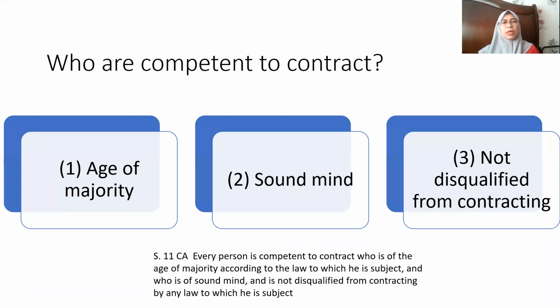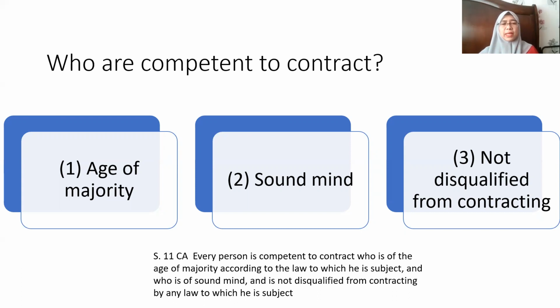Let's move further. So now the question is, who are competent to contract? The next section that we're going to discuss is at the bottom there. This is another reproduction of a section of the Contracts Act 1950, Section 11. Every person is competent to contract who is of the age of majority according to the law to which he is subject, and who is of sound mind. So there are three things here. And is not disqualified from contracting by any law to which he is subject.